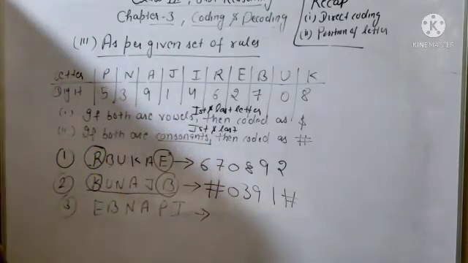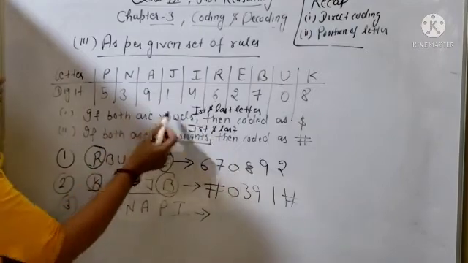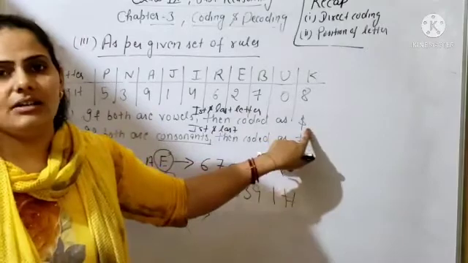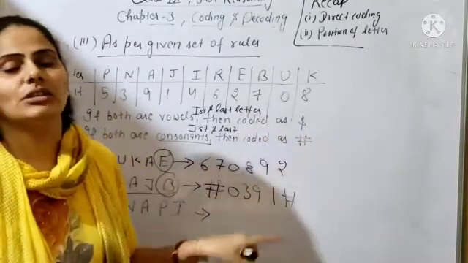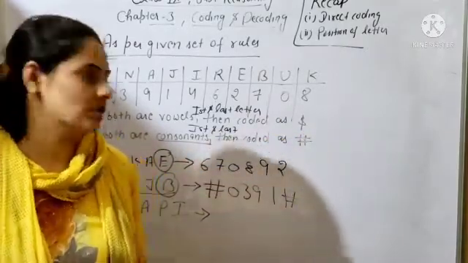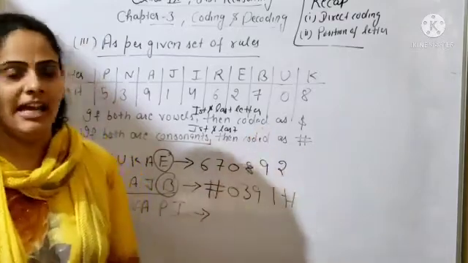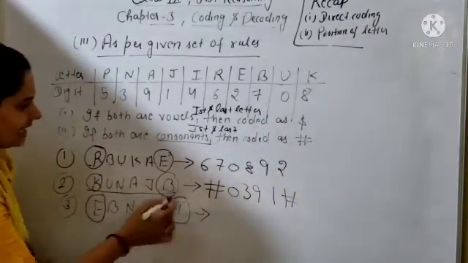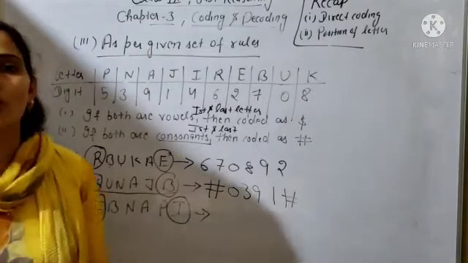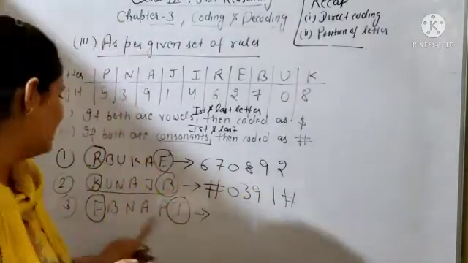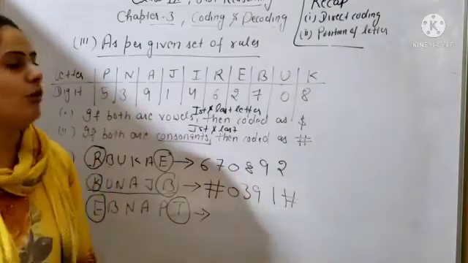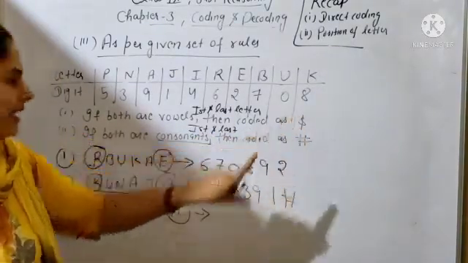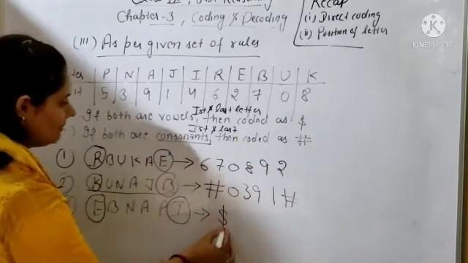So first you will check according to the rules. If both the first and last letters are vowels, you will represent them by the dollar sign. And if both the first and last letters are consonants, you will represent them by the sign H. But here you can see the first letter is E and the last letter is I, and A, E, I, O, U are the vowels. So both the first and last letters are vowels, and you will represent them by dollar. The first letter you will represent by dollar.